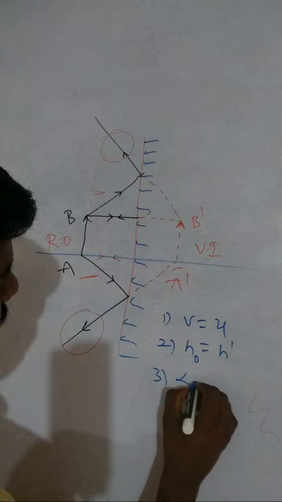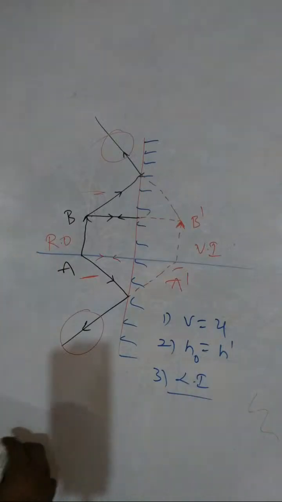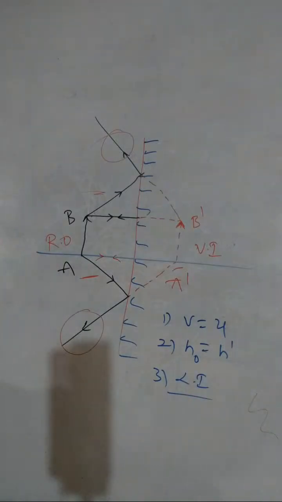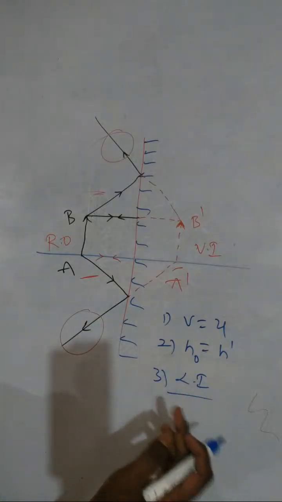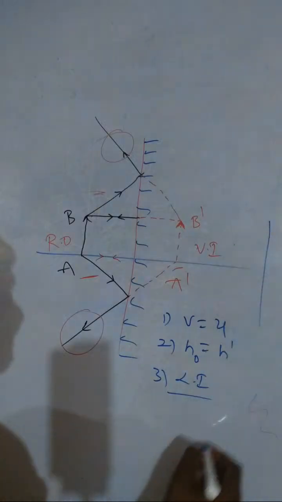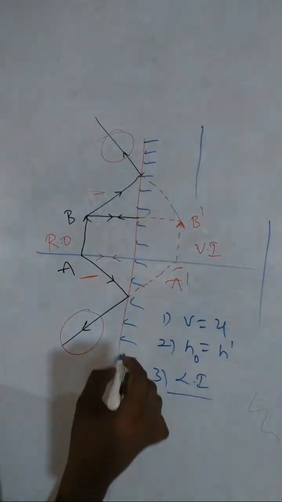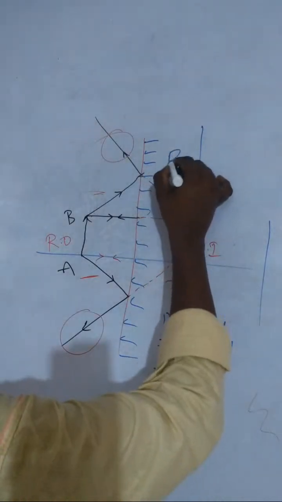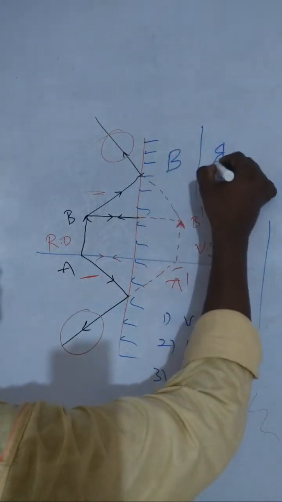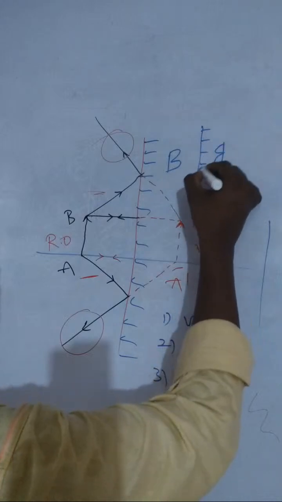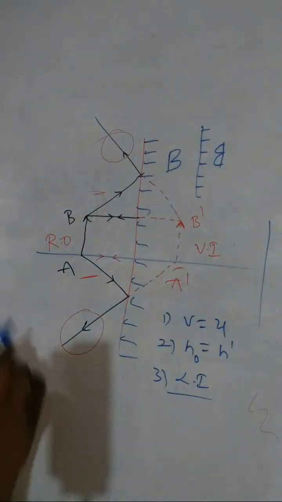So what is lateral inversion? Lateral inversion is the phenomenon where the left side of the object appears to be the right side, and the right side appears to be the left side. The best example I am taking here. So you can observe here, the letter B appears like this, in a reversed manner. Yes or no? Yes.